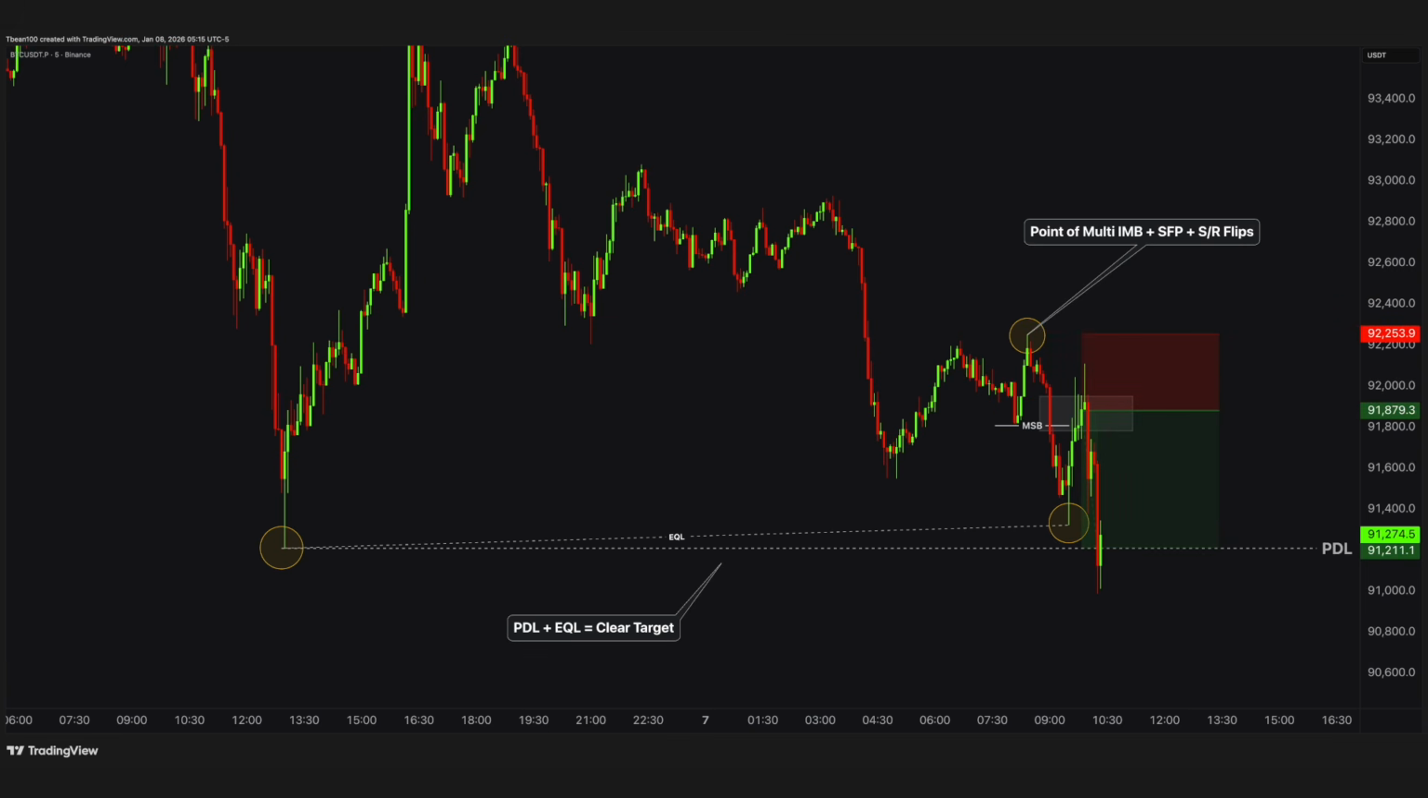This is really a strong setup. Probably one of the A++ setups that you can come across. I want to congratulate all the students who were able to take this trade. Great work, guys.